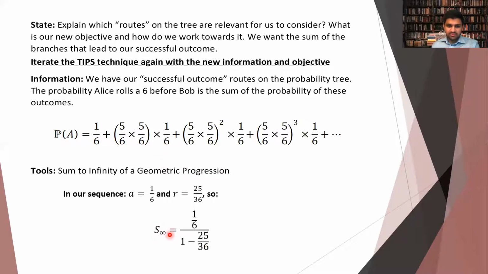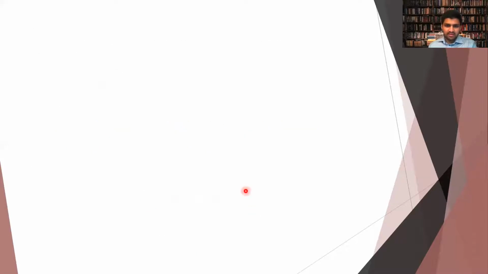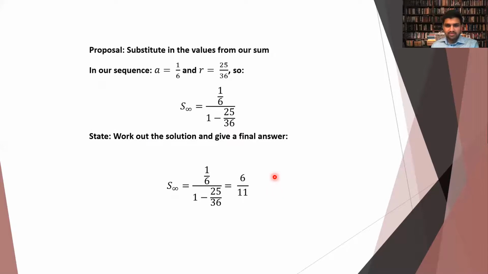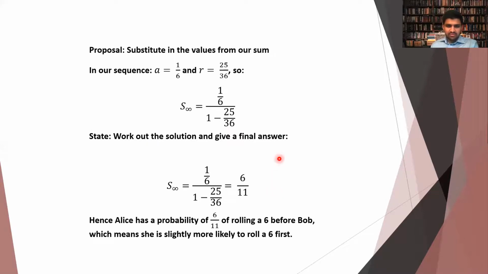The sum to infinity of a geometric progression is a over 1 minus r. And so I can substitute that in, where a is 1/6 and r is 25/36. And I get this. And if we evaluate this, we get 6/11. So hence, Alice has a probability of 6/11 of rolling a 6 before Bob, which means she is slightly more likely to roll a 6 first.